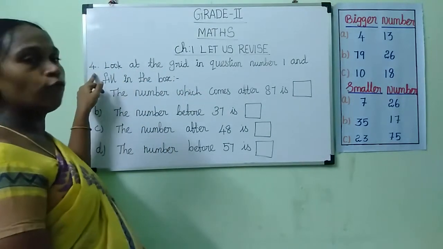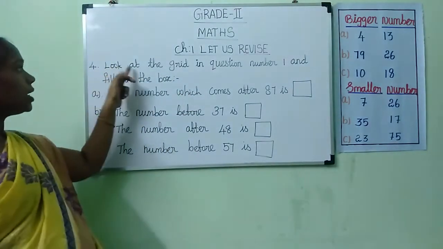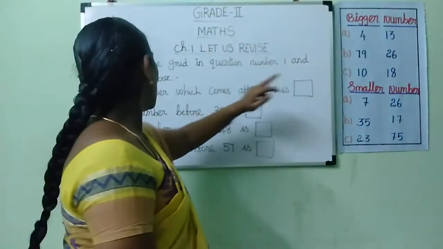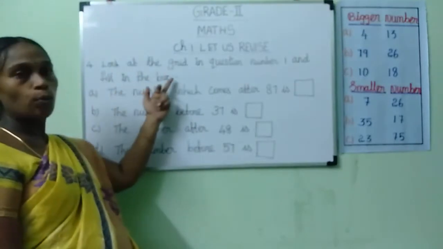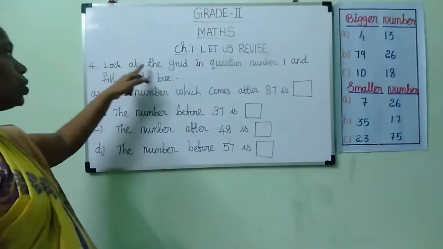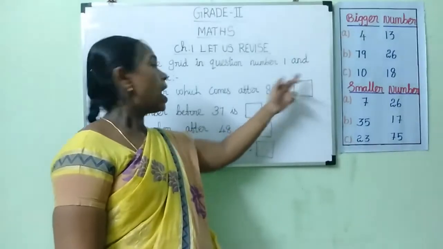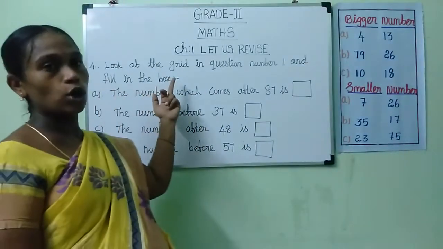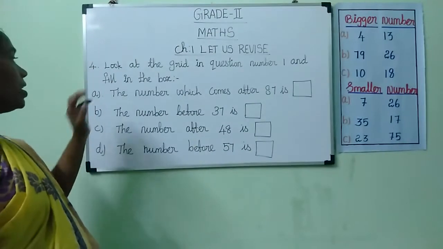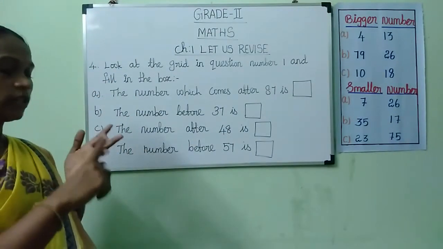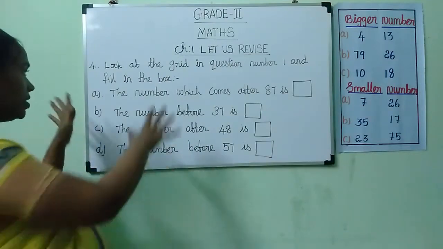Now we'll see the fourth one. Look at the grid in question number 1 and fill in the box. This is the topic. What do we have here? Before, after, between numbers only.